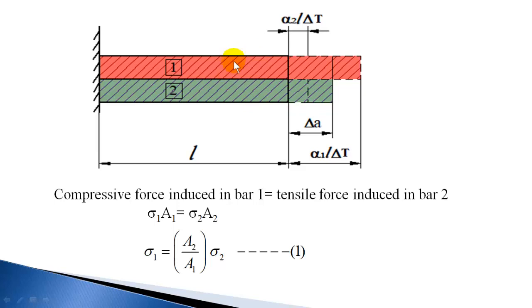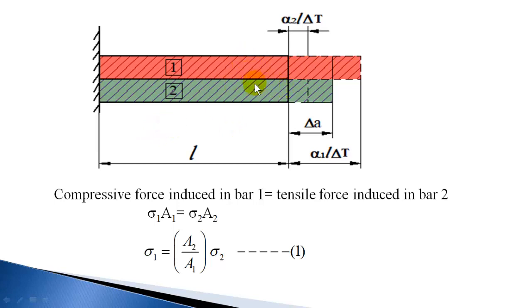So material 1 is trying to contract more, so material 2 has to exert a pull on 1, and in turn 1 will exert a compressive force on 2, which will increase the contraction of 2. So there will be a compromise, and there will be equal contraction in both the materials when they are connected in a composite bar.